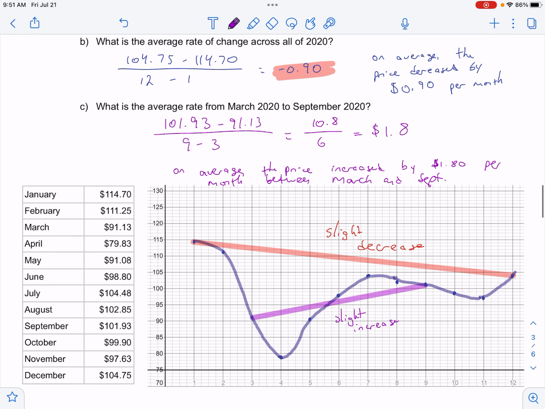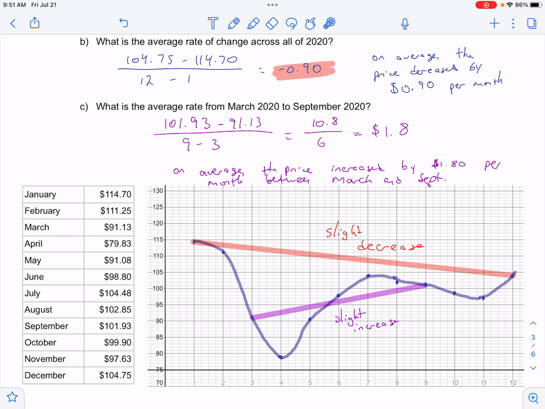And the answers that we got for question B and question C are actually the slopes of these lines, right? The red line matches with a slope of negative 0.9. On average, it's decreasing by that every month. The purple line here, we've got a slight increase starting from March all the way to September.